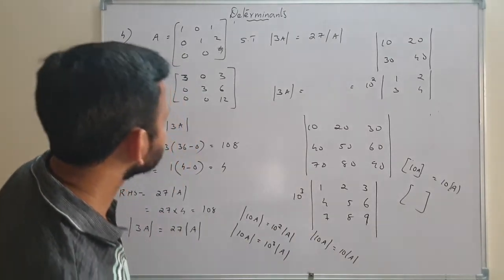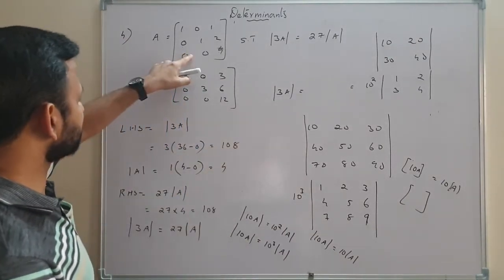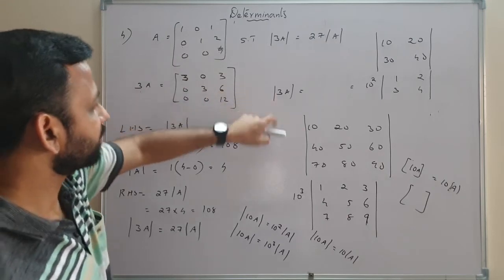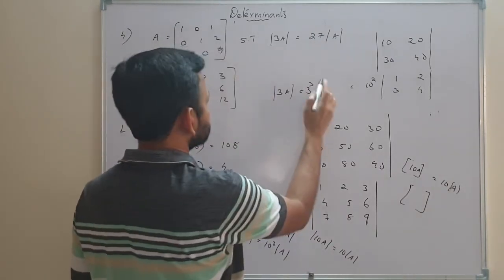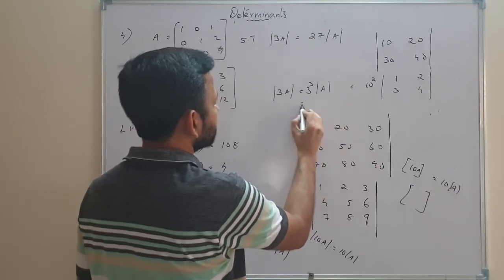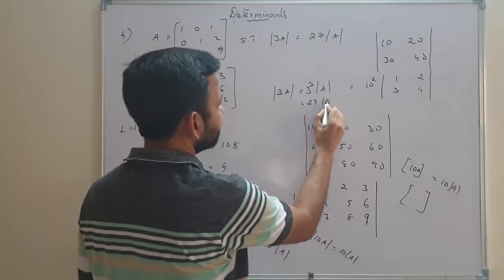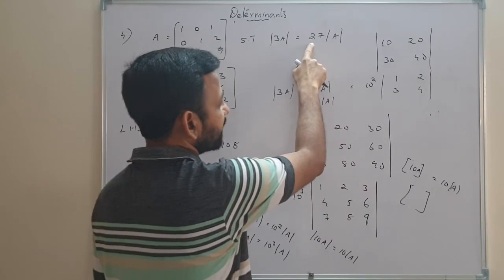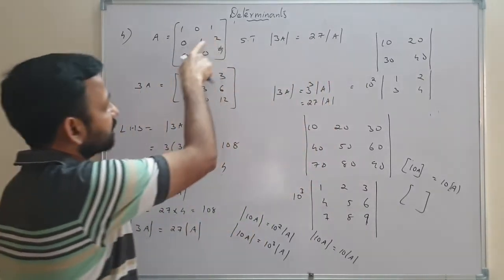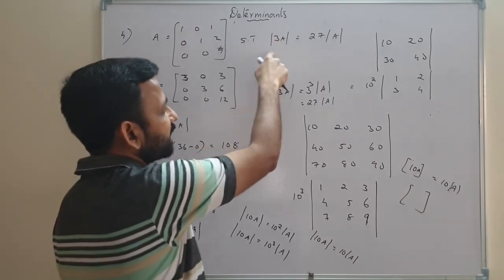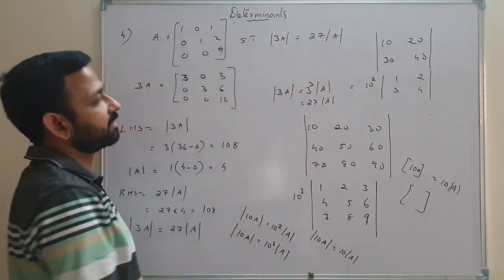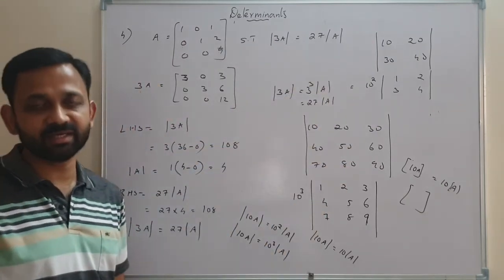Okay. So here, this is 3 by 3 matrix. So that's why determinant of 3A is equal to 3 cube, 3 cube into determinant A. 3 cube is 27, 27 into determinant A. That's why we have 27 here. This is 3 by 3 matrix. If it is 2 by 2 matrix, then determinant 3A is equal to 3 square, that is 9, 9 determinant A.